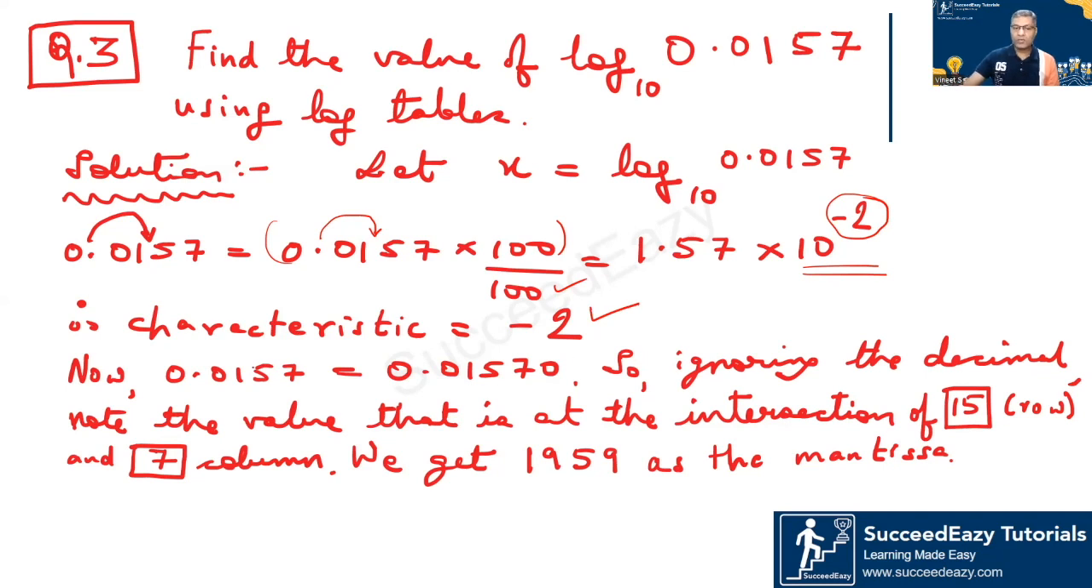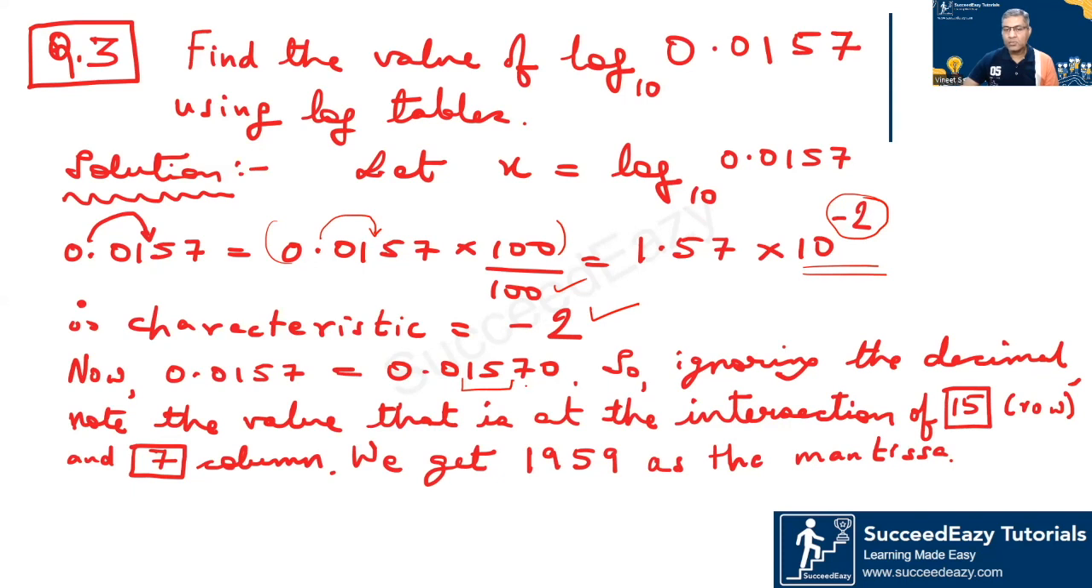Clear? Now 0.0157 equals 1.57 times 10 to the power minus 2. Ignoring the decimal, note the value at the intersection of 15. In this case, you work on the significant digits. The significant digits start from 1, and that's why I've added a 0 over here. So the first two digits will be 15.